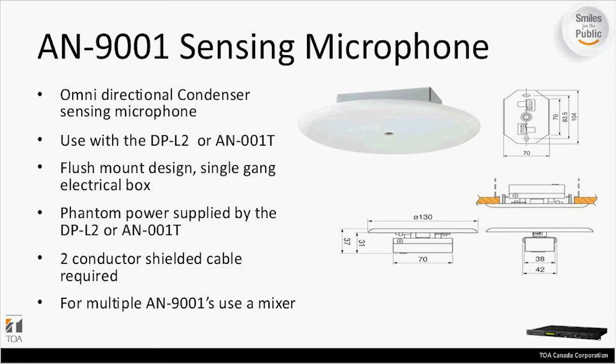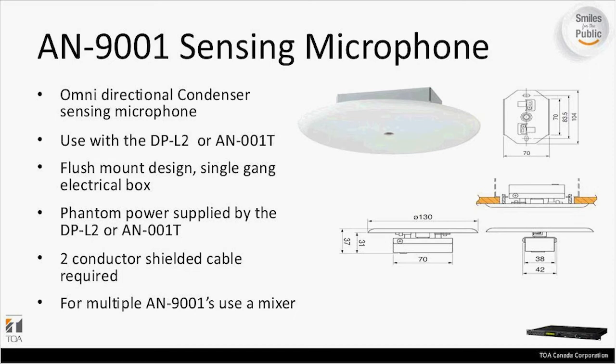So let's look at the sensing microphone. It's the AN9001 sensing microphone. It's omnidirectional, and as we mentioned before, it's a condenser microphone. And we use this microphone both for the DPL2 and for the AN001T. If you notice the design of it, it's a very flush mount design, very unobtrusive in a ceiling. It mounts directly into a single gang electrical box, so very convenient.